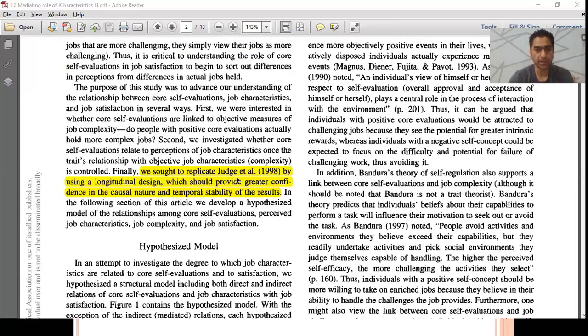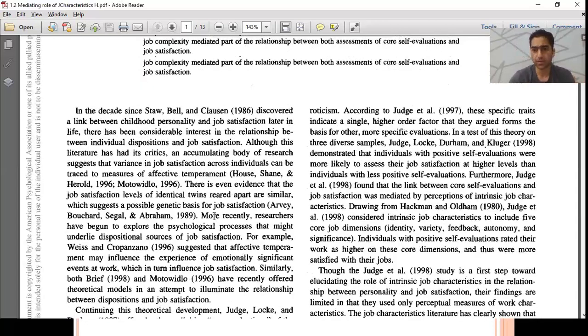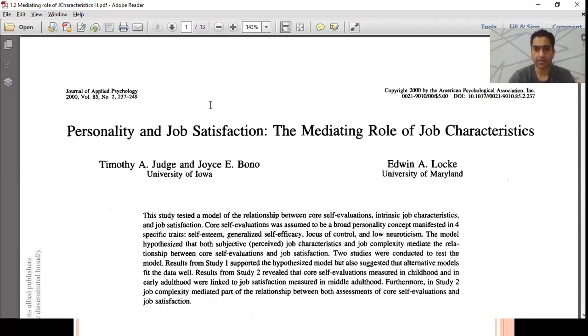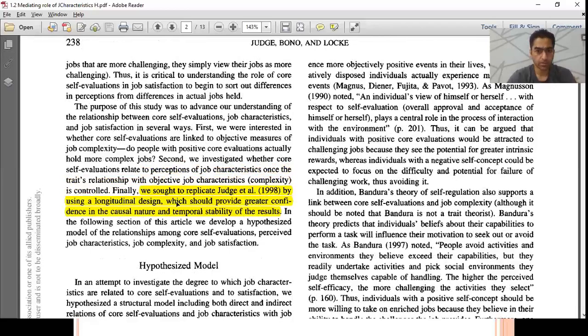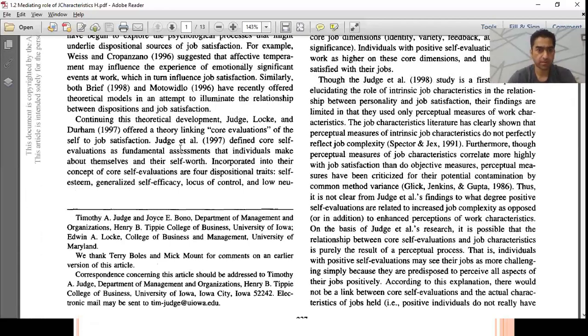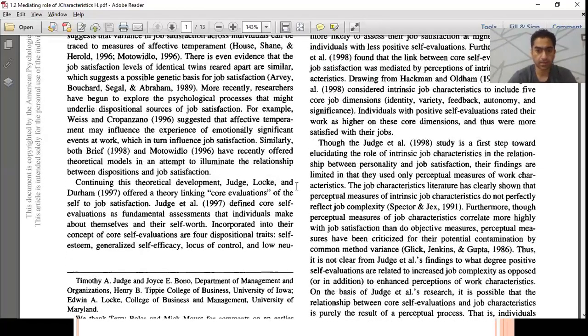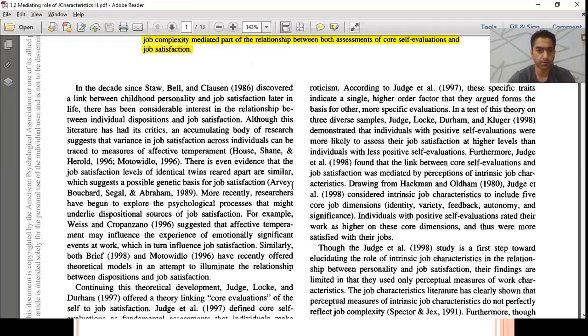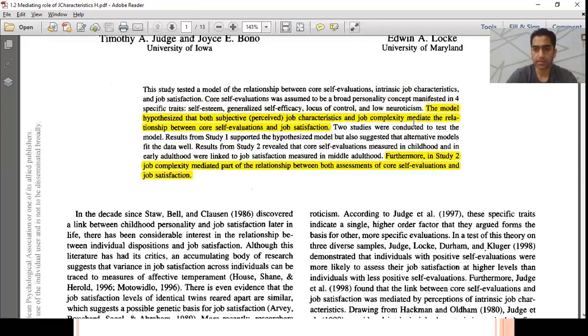We sought to replicate Judge et al. by using a longitudinal design which should provide greater confidence in the causal nature and temporal stability of the results. Here he's talking about the methodological issues. The study was based on a longitudinal analysis, and so students, the author must have given the proposed contribution of the study, like how this study has made one.